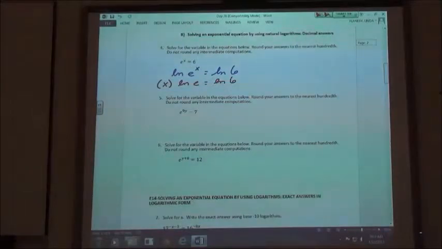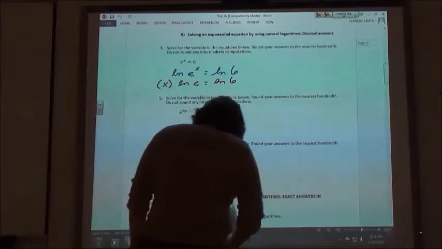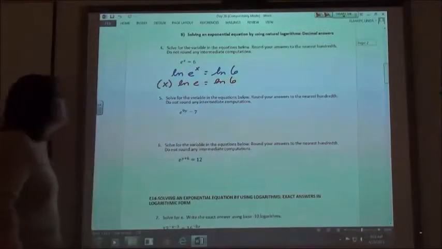So all ln if it's natural. The n is for the natural and the l is for the log, and I don't know why they write it backwards. But ln is for natural log.